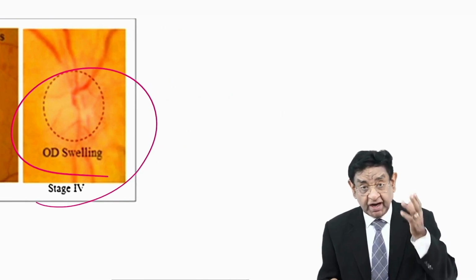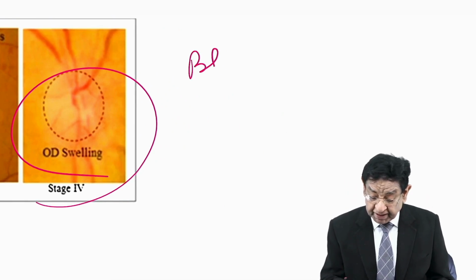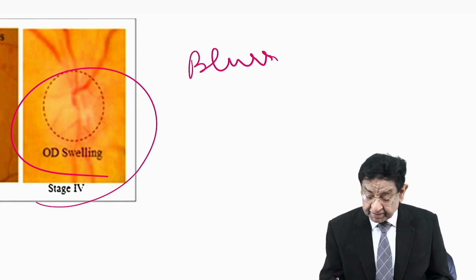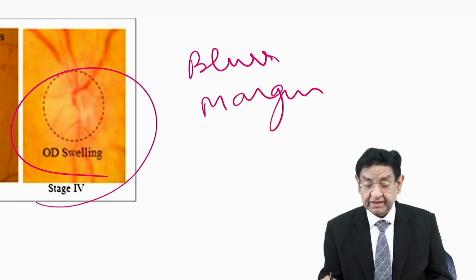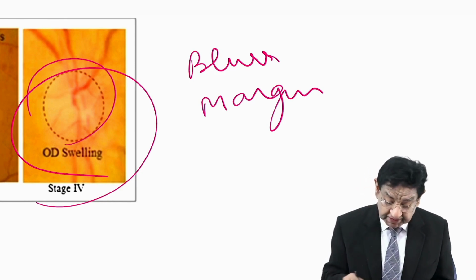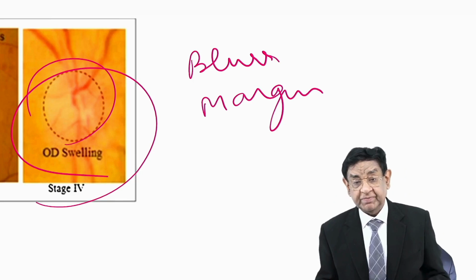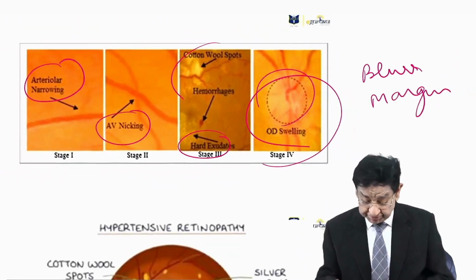And how do you really say? Because there is a blurring of the margin of the optic disc. It's not clear, because the disc is swollen now. In this also you can't see a clear outline of the boundary of the optic disc. Okay, this is stage 4.